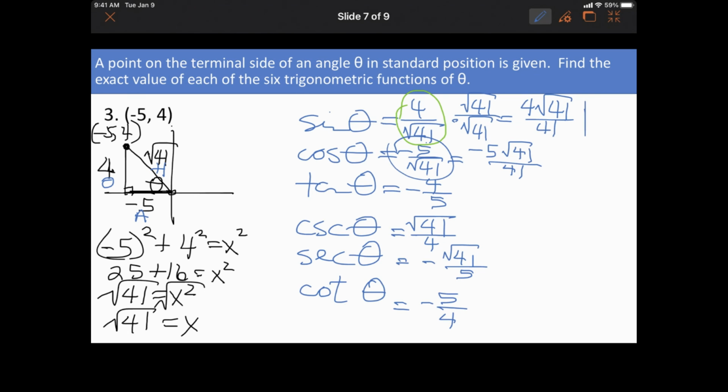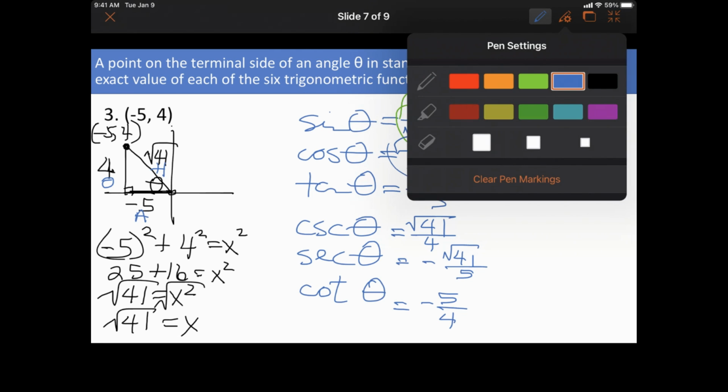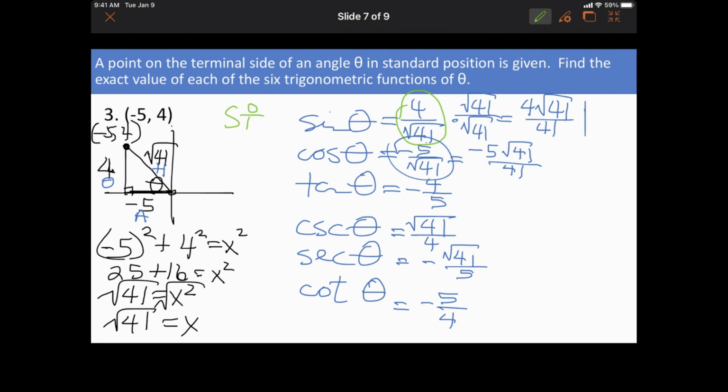Okay. And there we are. So here are the 6 trigonometric ratios. Remember sine, cosine, tangent, SOHCAHTOA. And then cosecant, secant, cotangent, the reciprocals of these. So, CAH, TOA.